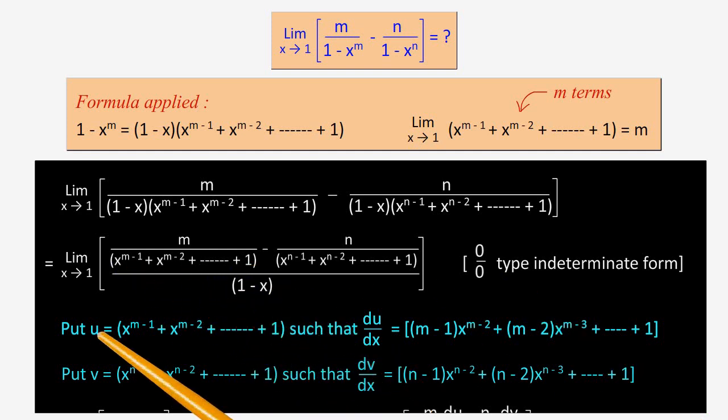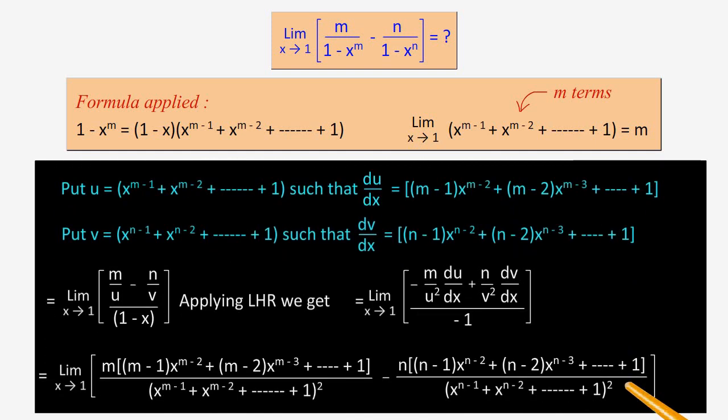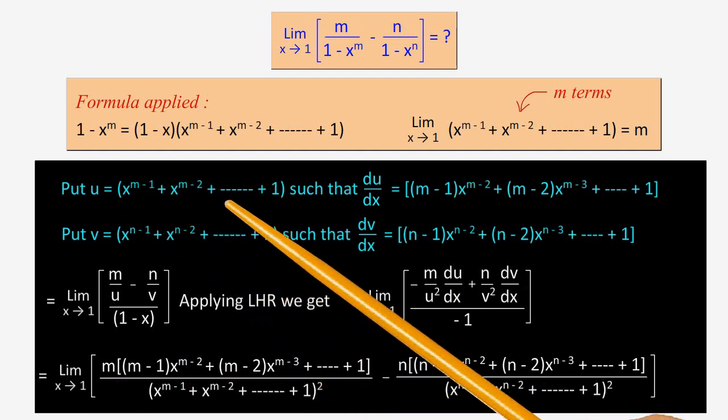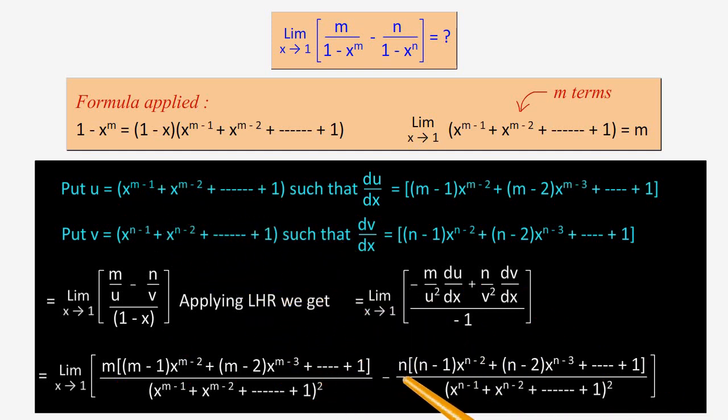Now put this thing as u and this thing as v, such that du by dx is equal to differentiation of all these terms, which is equal to m minus 1 times x to the power of m minus 2 plus m minus 2 times x to the power of m minus 3, carrying on like this up to 1. Similarly, dv by dx is this. Differentiating the numerator, we get minus m by u squared du dx plus n by v squared dv dx. Differentiating the denominator, we get minus 1. Simplifying, we get m times this thing divided by square of this whole thing minus n times this thing divided by the square of this thing.